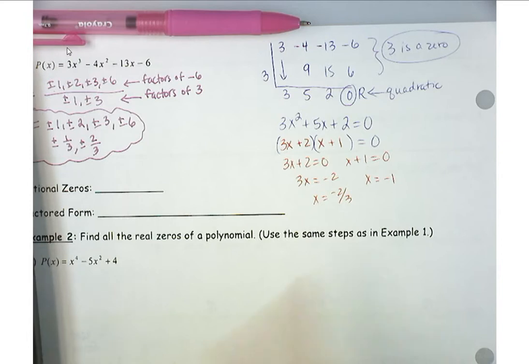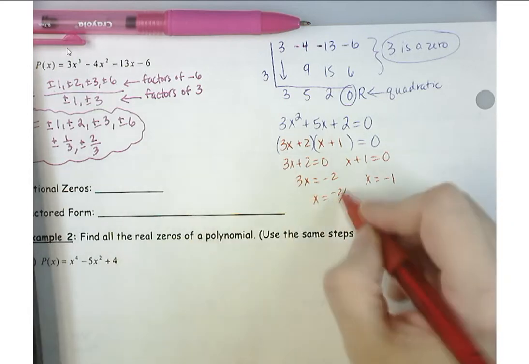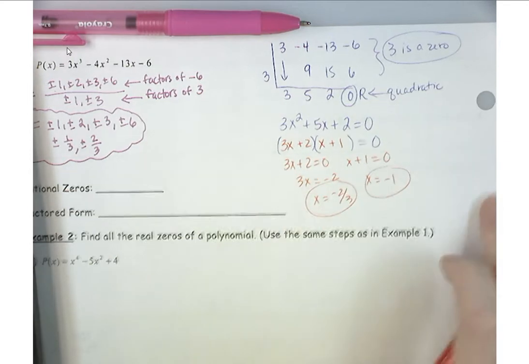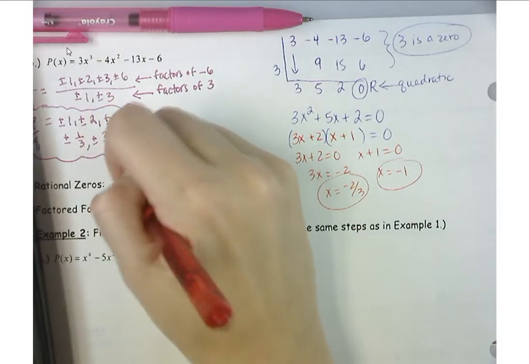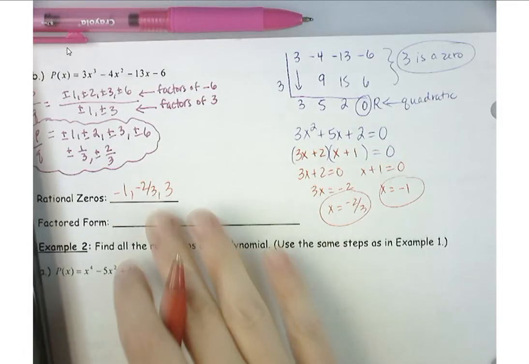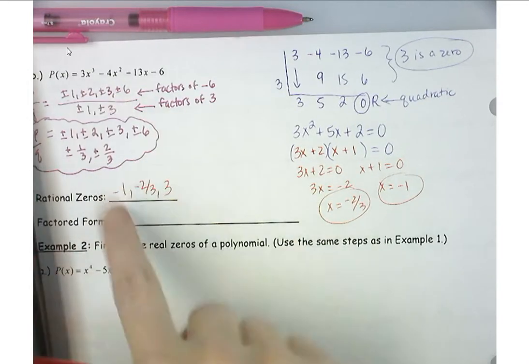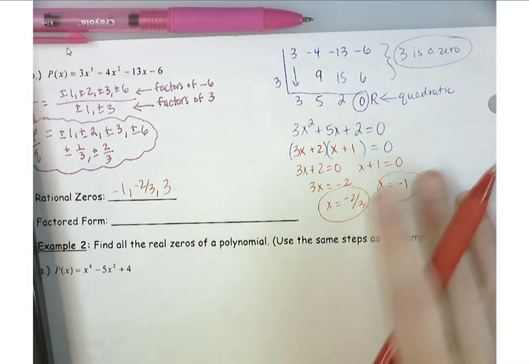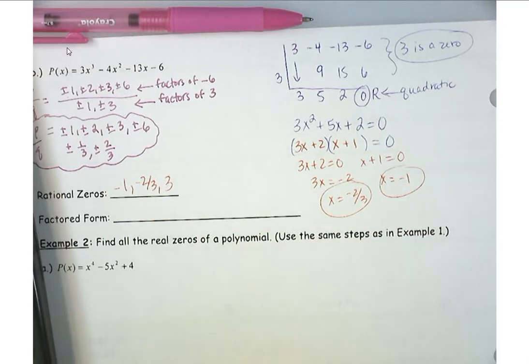Right, so now we found our other 2 zeros. So I have negative 2/3 and negative 1. So I have negative 1, negative 2/3, and 3. Okay, I have 3 rational zeros. My degree is 3, so that makes me happy that I found all of them. And now I can write this in factored form.